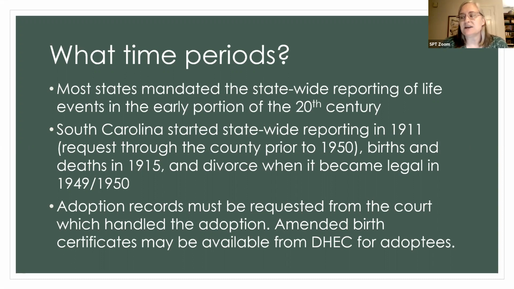Now, adoption records must be requested from the court which handled the adoption. These are typically closed records, and only certain people can request those records. South Carolina is, I'm told, one of the trickier states to get information out of for adoptions. However, you may be able to get an amended birth certificate that has the adoptive parents' names from DHEC. Again, that would be dependent on the right person making the request. So the adoptee, the parents of the adoptee, maybe the children of the adoptee.